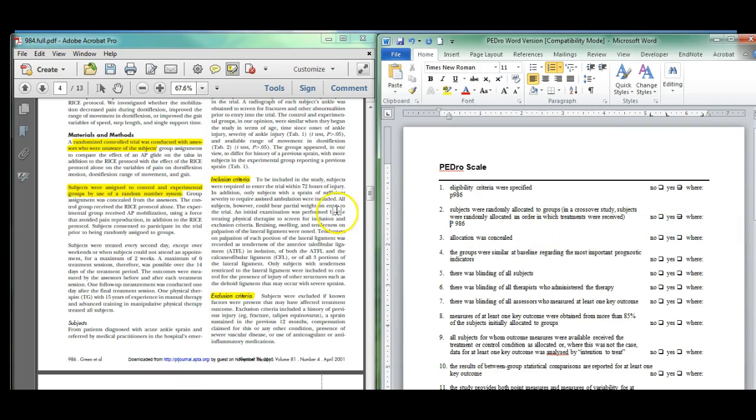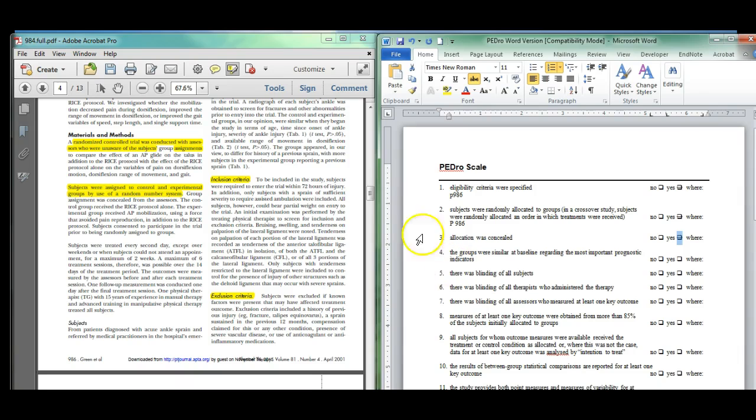And then, allocation was concealed. Basically what that means is that the person who determined if a subject was eligible for inclusion in the trial was unaware of their group assignment. Again, we hit that here, right? Subjects were assigned to control and experimental group by use of random number system. But then if we go back up, it says a randomized control trial was conducted with assessors who were unaware of the subjects' group assignments, right? So we would highlight this, and what that means is yes, the allocation was in fact concealed. So we would check that off as a yes.